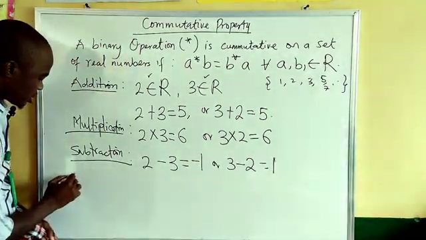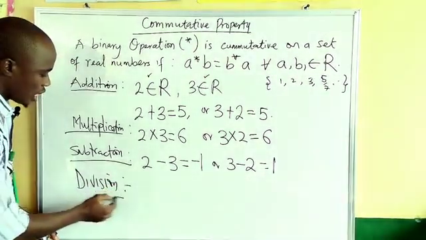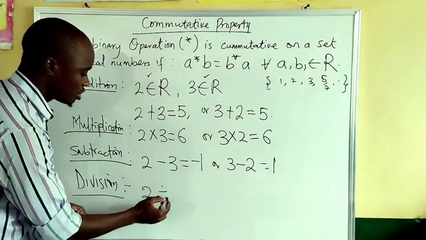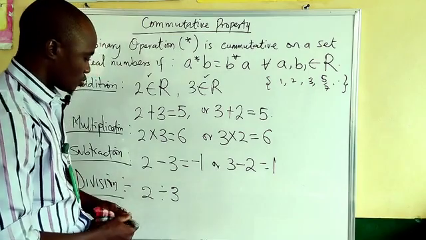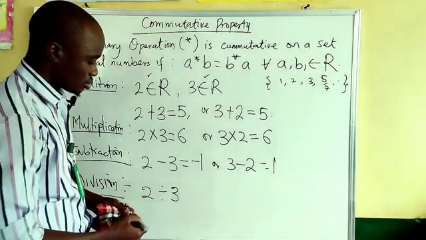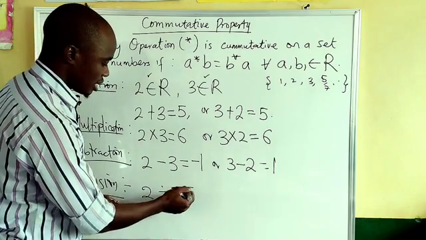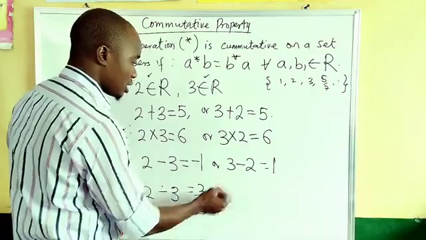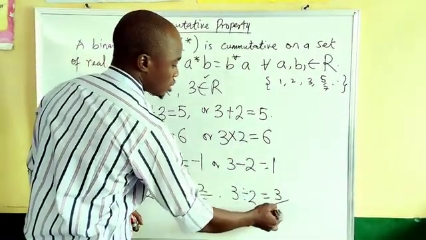Let's look at division. So now to look at division, we are still using the same numbers. We have 2 divided by 3. So 2 divided by 3 is going to give us, let's say, 2 over 3. Now let's say 3 divided by 2. You can see that this one is going to be 3 over 2.